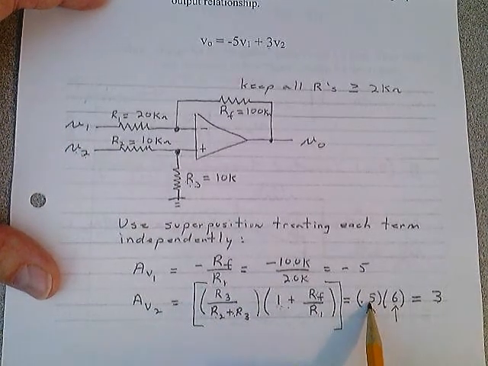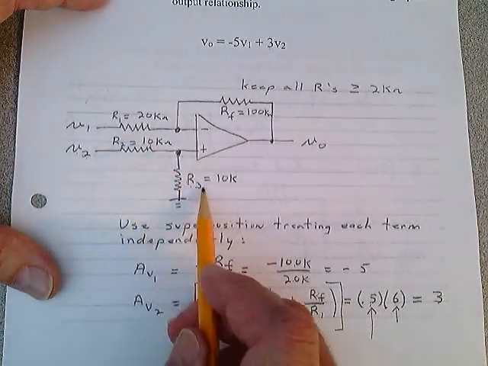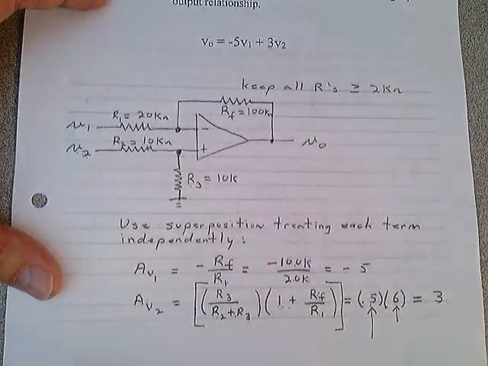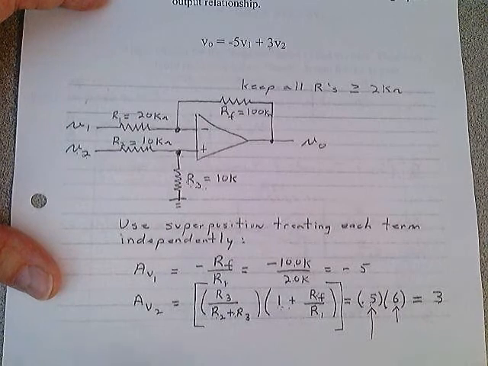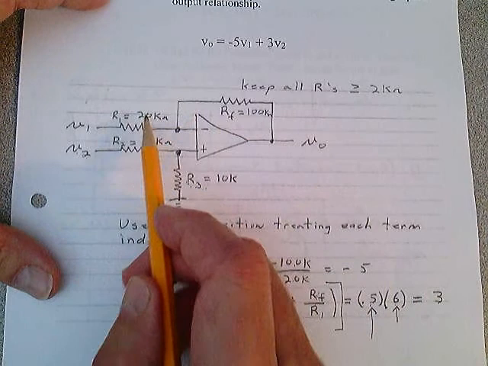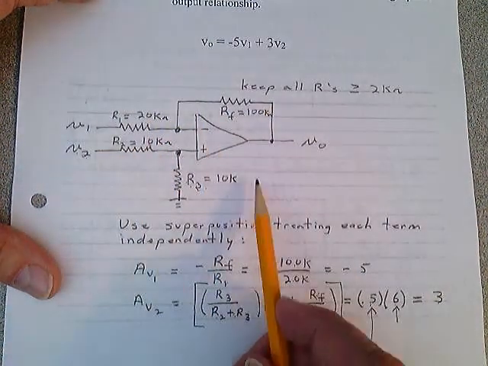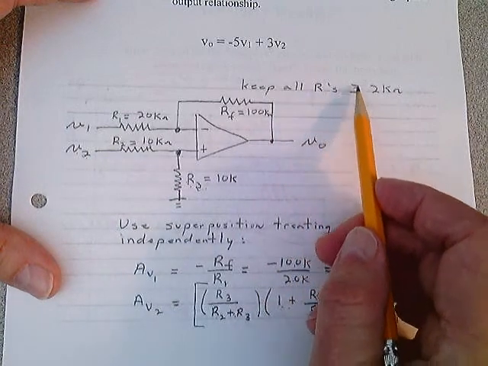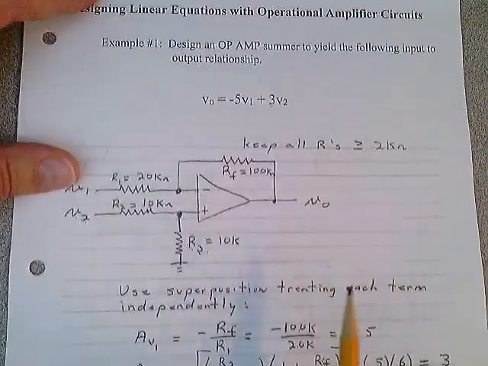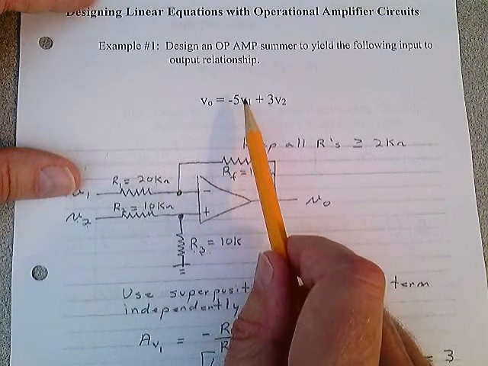Well, that was pretty easy to do because I make these resistors equal. The voltage divider says half of this makes it to there. So there's a complete design of the circuit. I have a 100 k ohm here, I have a 20 k ohm here, I have a 10 k here and a 10 k here. Those are the resistors I picked, keeping them all greater than or equal to 2k, and I just designed that equation.